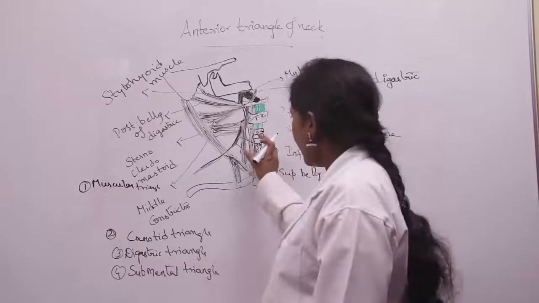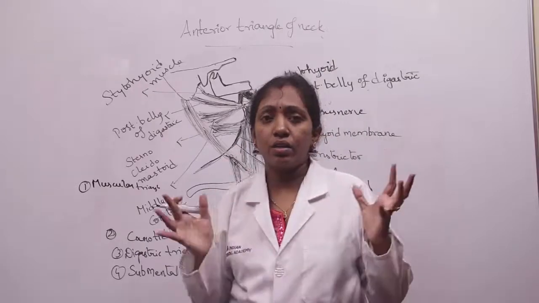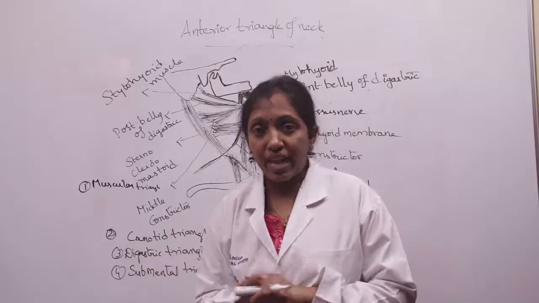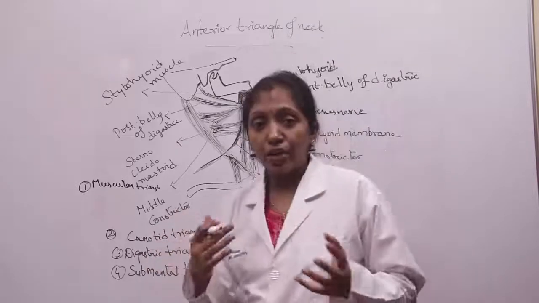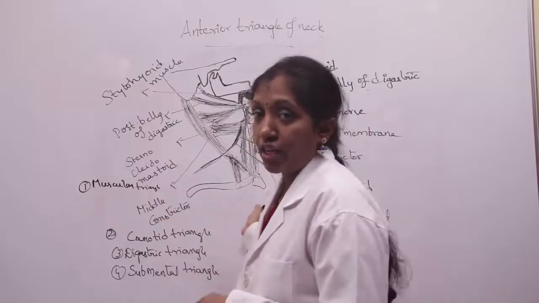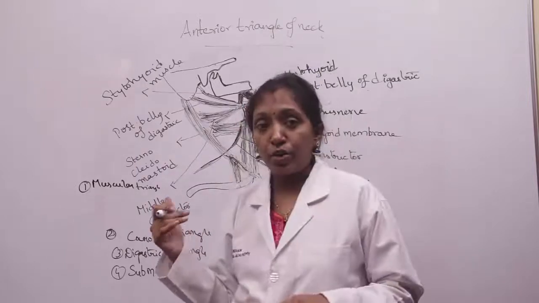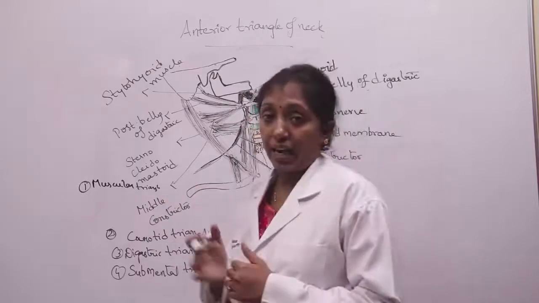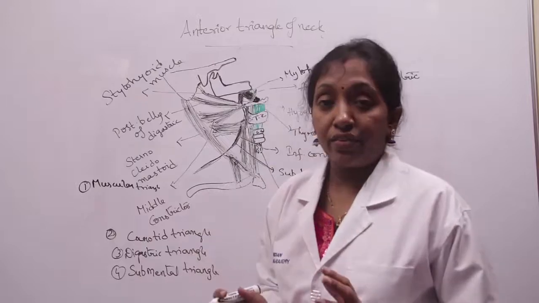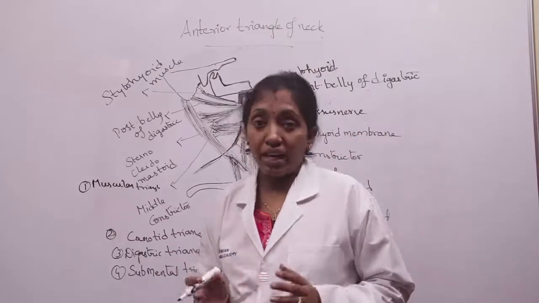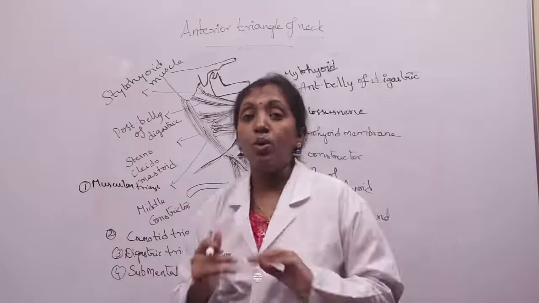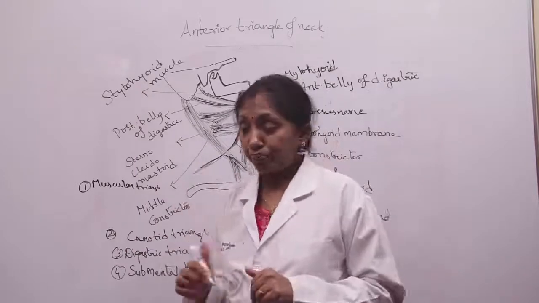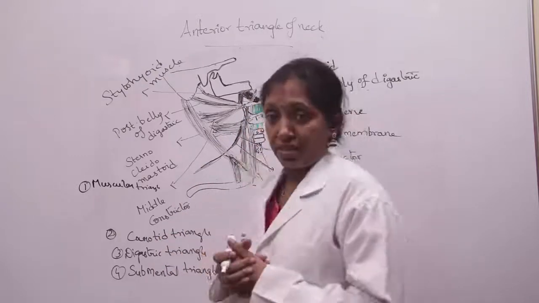And coming to the contents, there are no significant structures present in the muscular triangle. Only 2 muscles are present: sternohyoid and sternothyroid. Sternohyoid muscle arises from the sternum and extends to the hyoid bone, and sternothyroid muscle arises from the sternum and extends up to the thyroid cartilage. The sternohyoid muscle is superficial and converges above, and the sternothyroid muscle is deep and diverges above. So those are the contents of the muscular triangle.